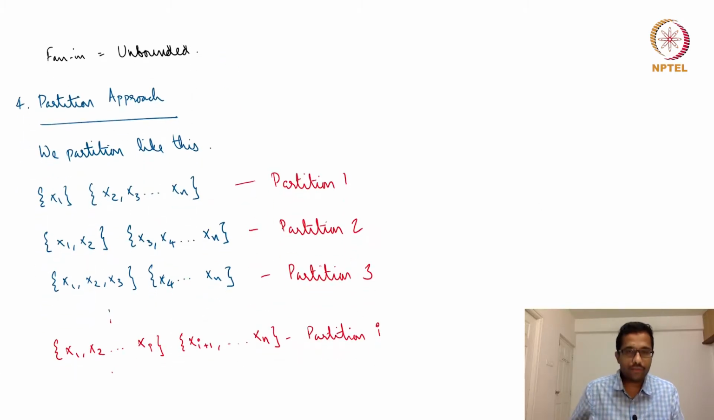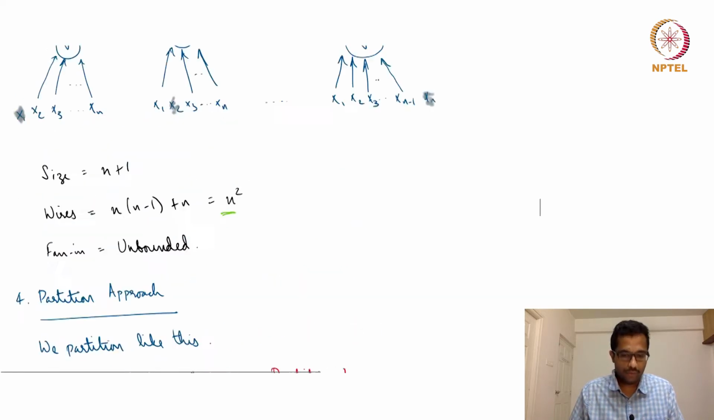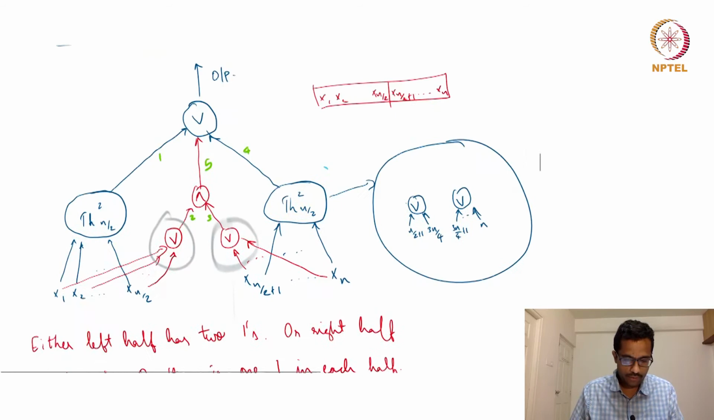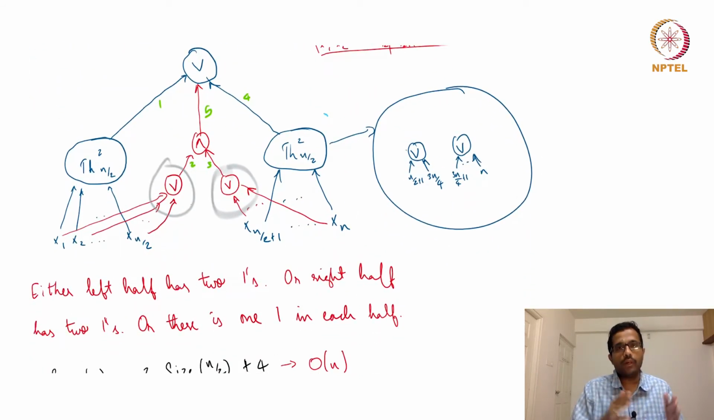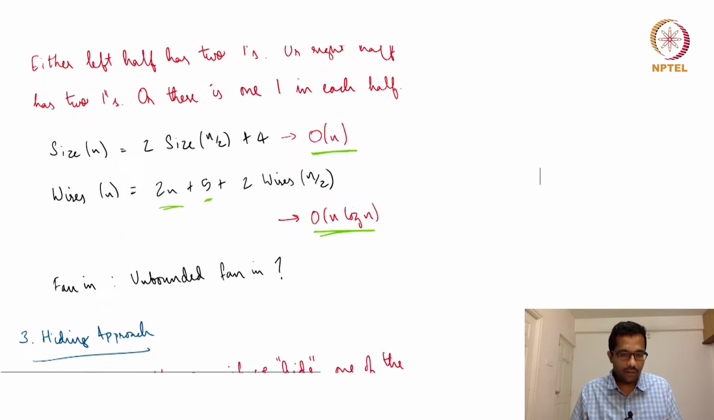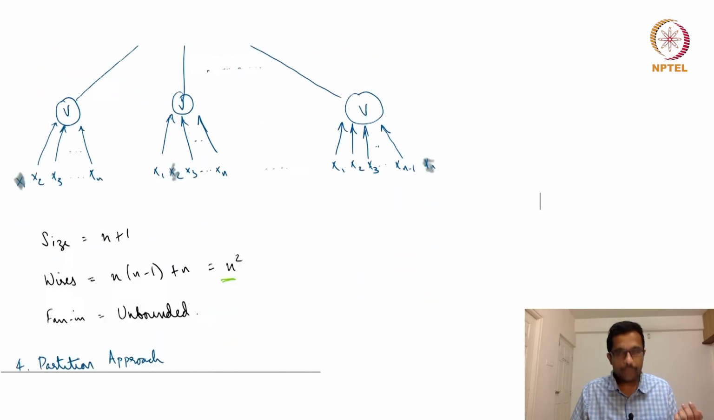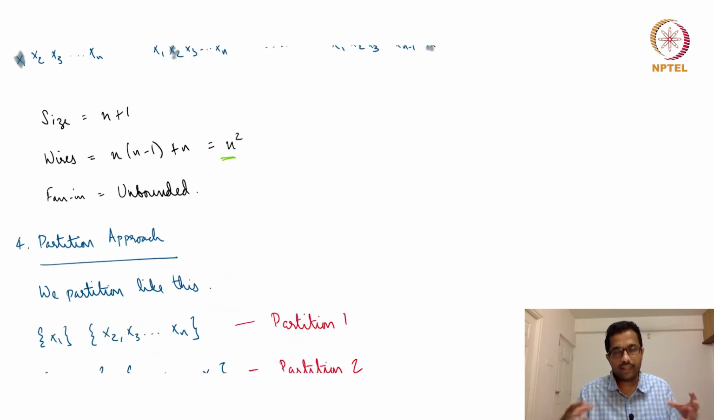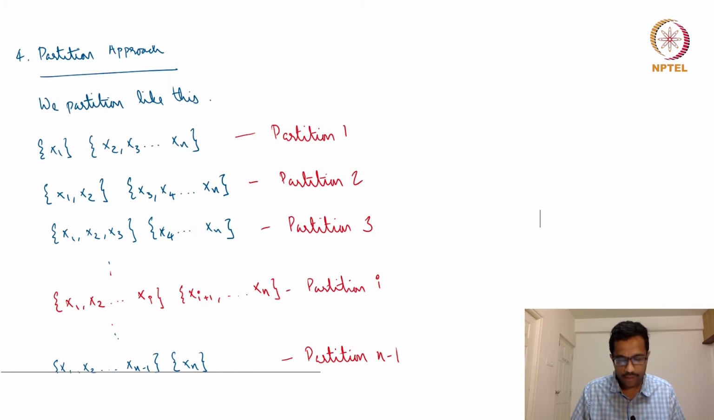The approach that we will see first is the partition approach. Again, the key thing is that there have to be 2 ones in the input. In the recursive approach, we divide it into 2 halves, x1 to xn by 2 and xn by 2 plus 1 to xn, and then do the recursive thing. Another way is to try all the possible partitions.